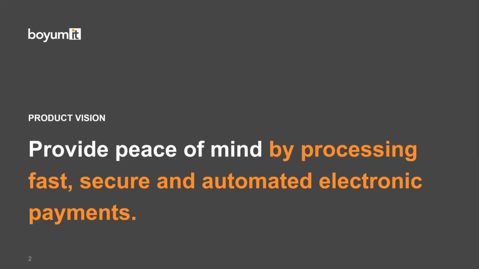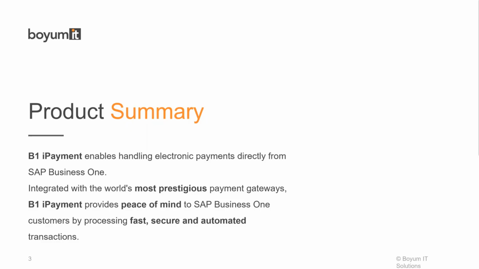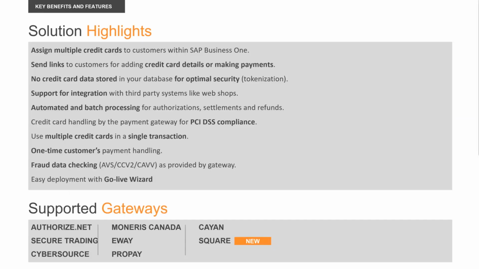iPayment is a very secure solution, and this is where you can process credit card transactions in a very simple way. It's very secure because B1 iPayment is PCI compliant. We only work with gateways that are PCI compliant, and there are many options you have. You can do authorization on document level, on a batch level, and so on. Here on the bottom, you see the gateways we support.